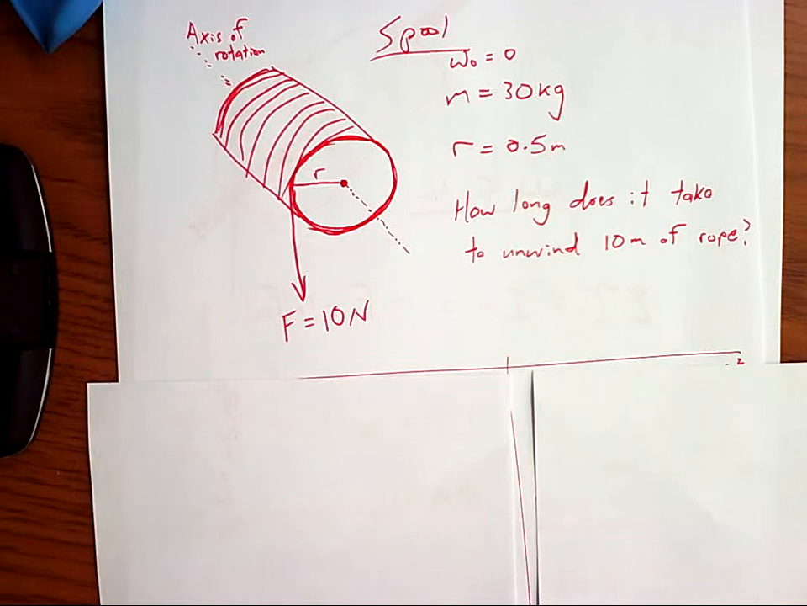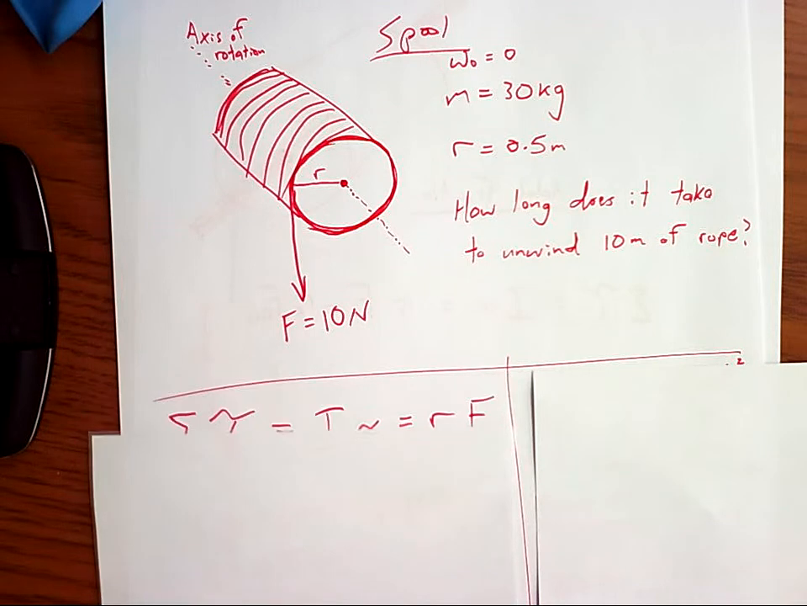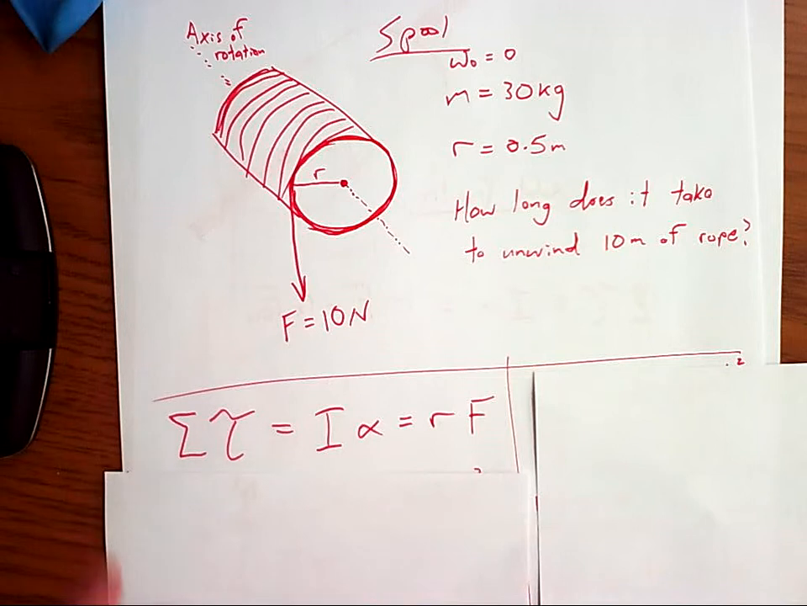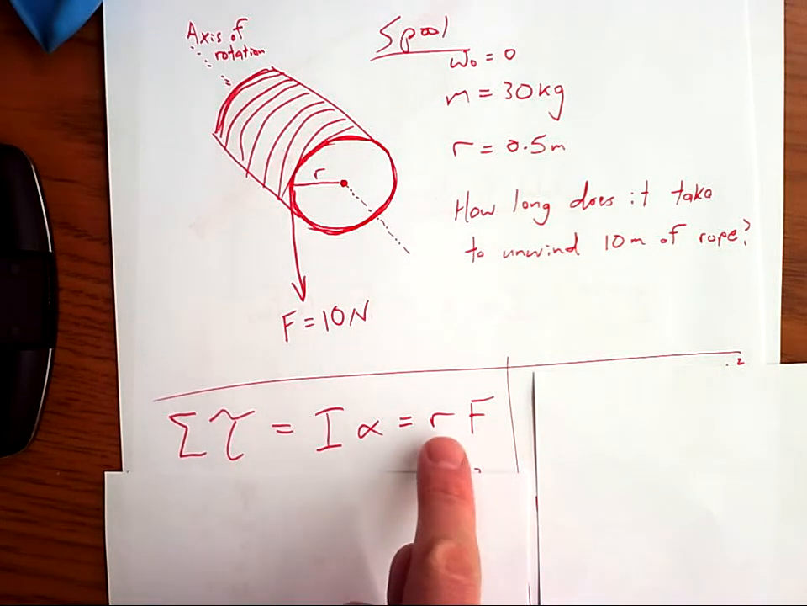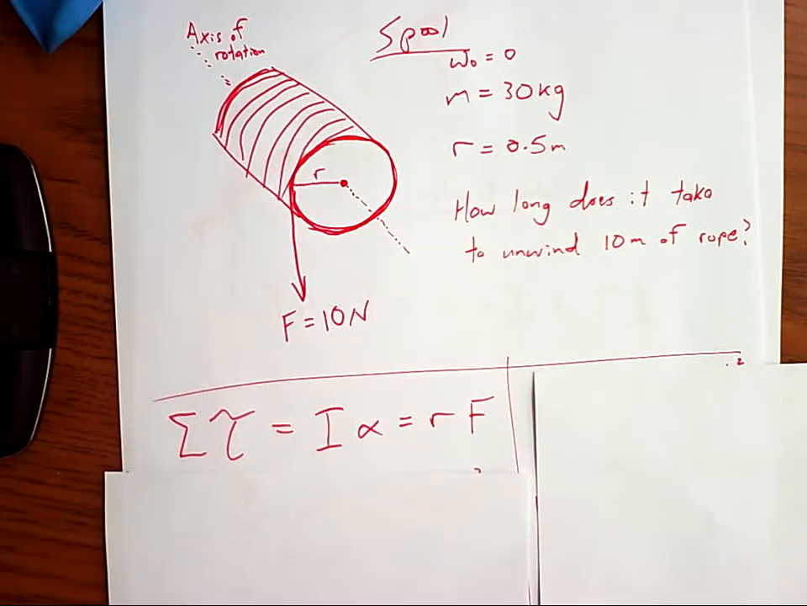So if we start off with Newton's second law for rotation, net torque is equal to I alpha, and net torque is also equal to R times F. Looking at this equation, time is not hidden anywhere in here. We know the force, we know the radius, we can calculate the moment of inertia given the mass and the radius. The only place where you can get time from is within that alpha. You're going to need to get the value for alpha.